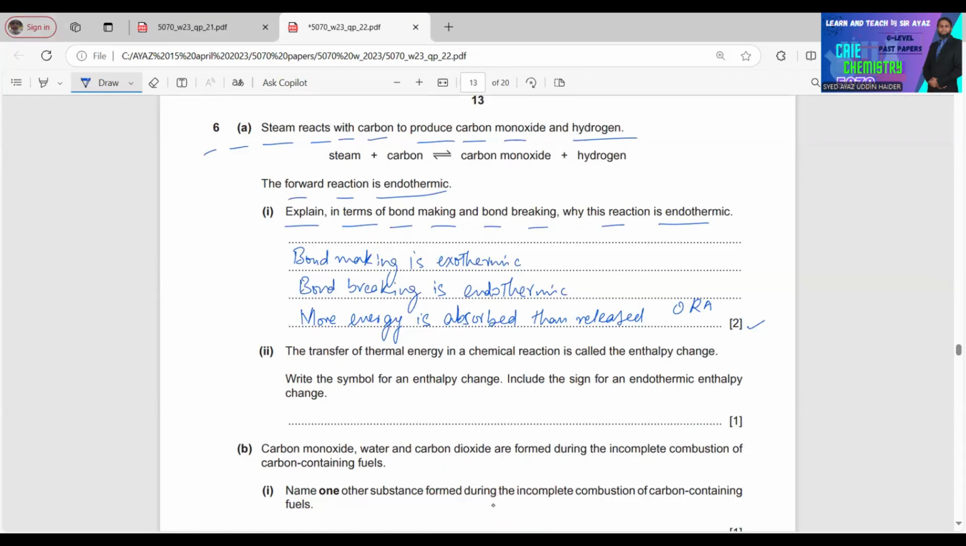Number two, the transfer of thermal energy in a chemical reaction is called the enthalpy change. Write the symbol for enthalpy change, include the sign for an endothermic enthalpy change. So enthalpy change is represented by delta for the change and enthalpy by H. For the sign of endothermic reaction, you always have to place plus before delta H.